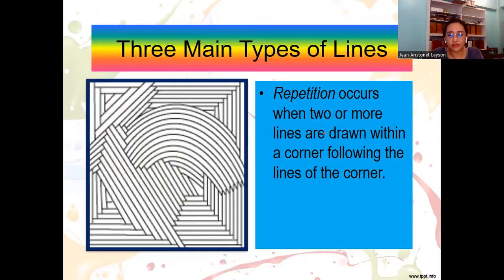So, three main types of lines. We have here repetition. Repetition occurs when two or more lines are drawn within a corner following the lines of the corner. So here, there is a repetition of lines, also here, here. So we can see various repetition of lines.